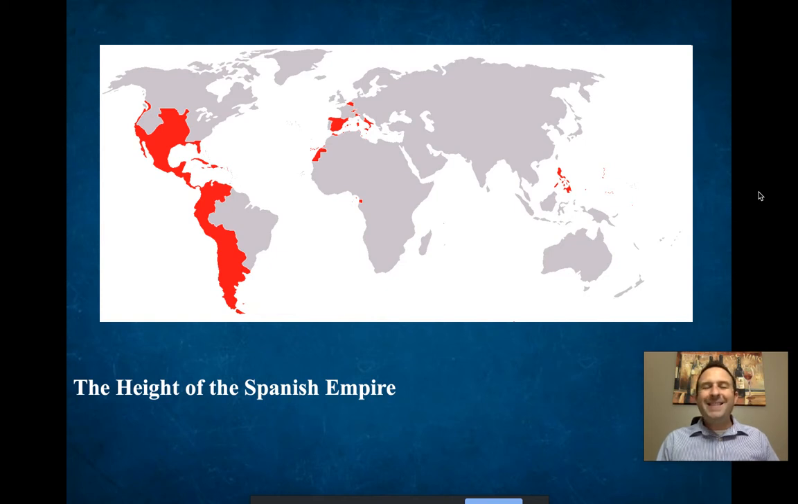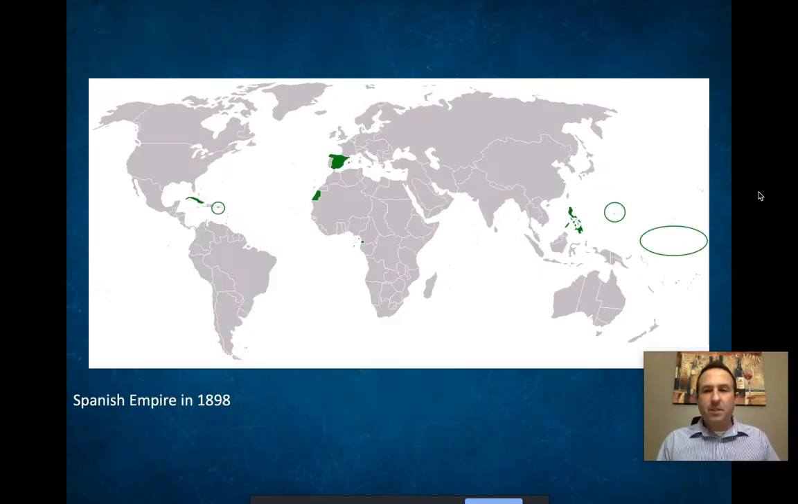But by 1898, the end of the 19th century, they'd kind of fallen into hard times. Yeah, that's the Spanish Empire, the once mighty Spanish. It is so bad that we even had to circle some islands out here because they're too small to see. But very importantly, still this area right over here known as Cuba.